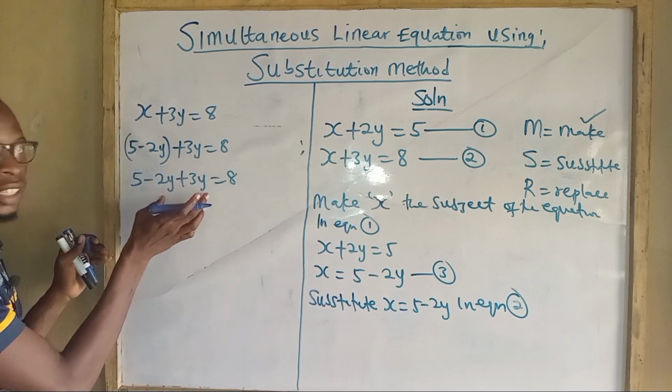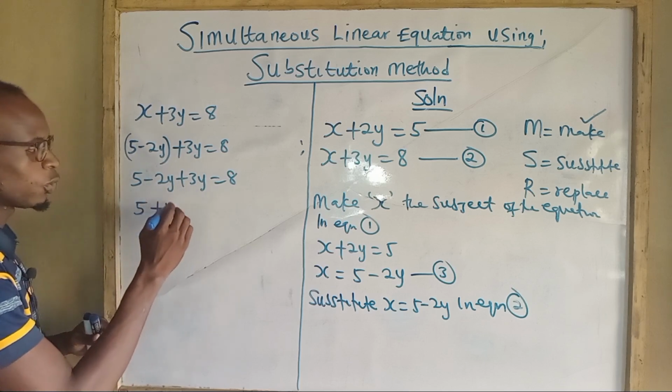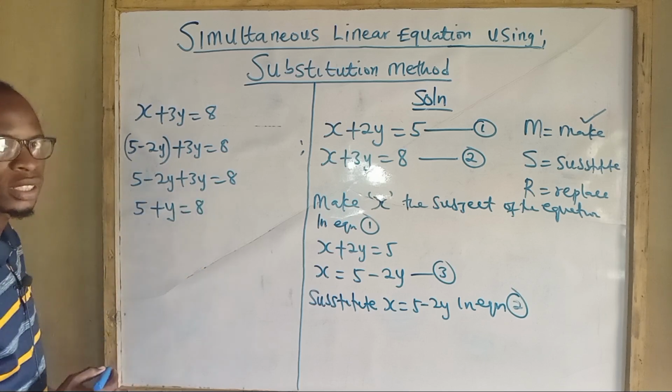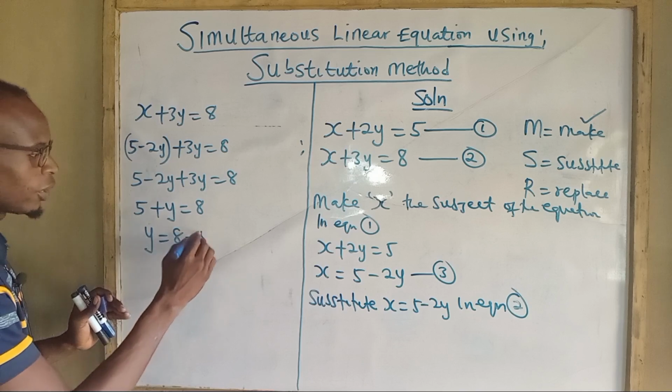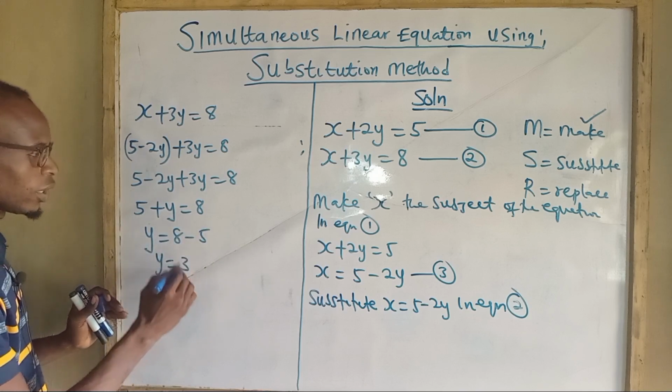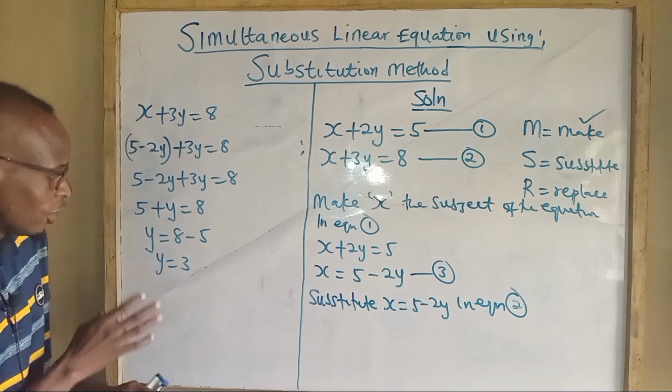Already these are like terms. So 5 minus 2y plus 3y will give you 5 plus y equals 8. If you collect like terms again, y will be equal to 8 minus 5, and y equals 3. Is that clear? So we have gotten the value of y.